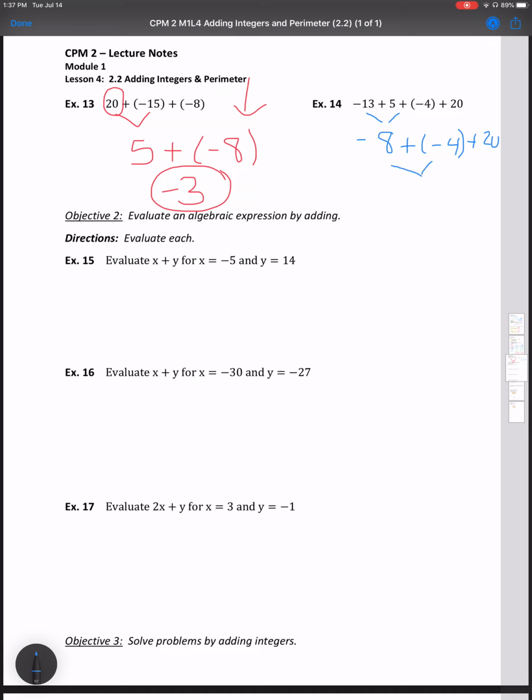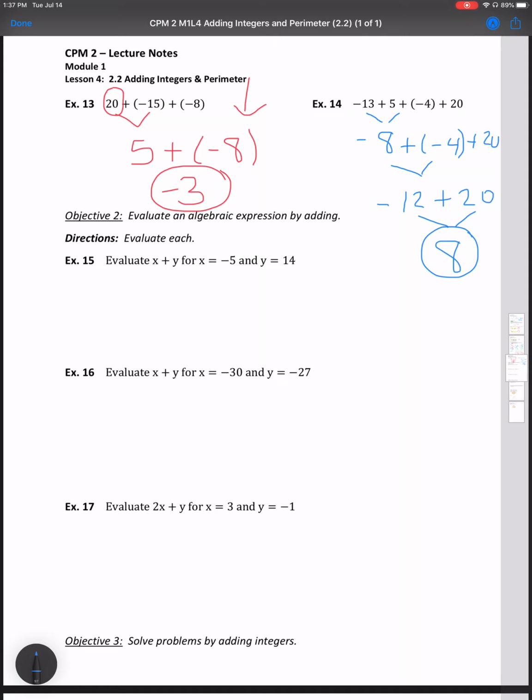Negative 4 plus a negative 8, same signs, so I'm thinking add, keep that sign, bring down that plus 20, I haven't used it yet. Here, same sign or different signs? Different, so subtract, keep the sign of the larger, so positive 8.